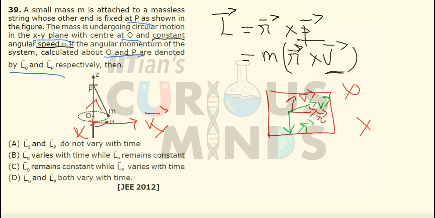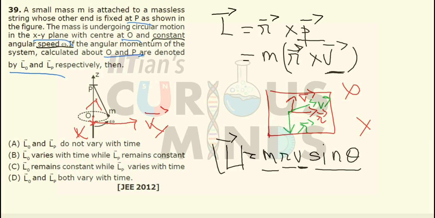And over here, if I write it in the scalar form, it will be equal to m r v sine theta. This is the magnitude of the angular momentum. Mass remains constant, r remains constant, and velocity remains constant, since it is moving with constant angular velocity, so the magnitude of the linear velocity remains constant. Theta between them is always 90 degrees, so this also remains constant. So I can say that L, in terms of magnitude, remains constant, and in terms of direction it will always be in the z axis.